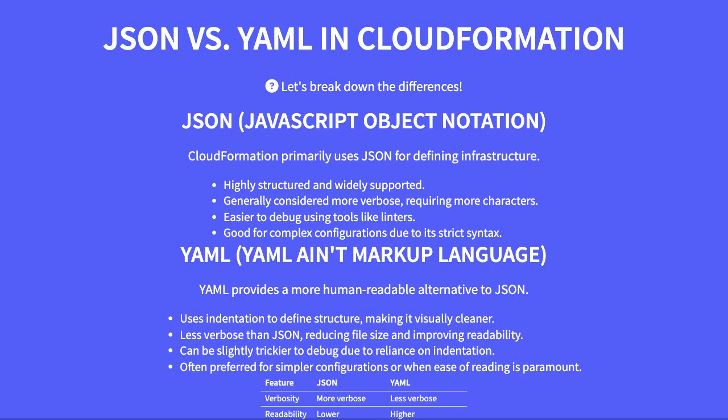On the other hand, YAML, which stands for YAML Ain't Markup Language, offers a much more human-friendly way to do things. It uses indentation instead of brackets and braces to define its structure, making it easier to read and understand at a glance. And because it's less verbose than JSON, your CloudFormation files will be smaller. There are trade-offs. JSON is often easier to debug with linters, but YAML can make simpler configurations much clearer to work with.